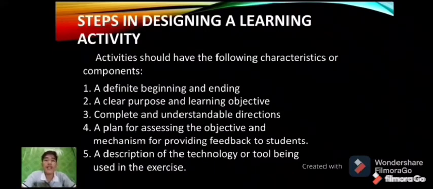Steps in designing a learning activity. Activities should have the following characteristics or components. Number 1, a definite beginning and ending. Number 2, a clear purpose and learning objective. Number 3, complete and understandable directions. Number 4, a plan for assessing the objective and mechanism for providing feedback to students. Number 5, a description of the technology or tool being used in the exercises.